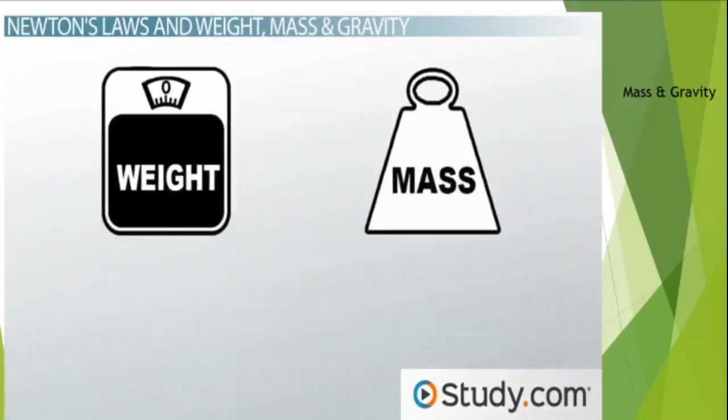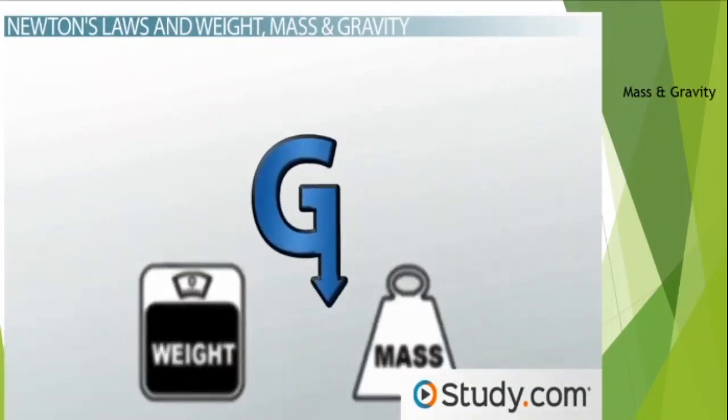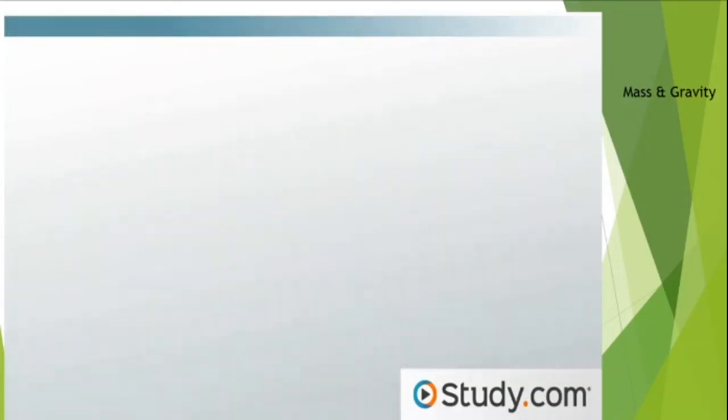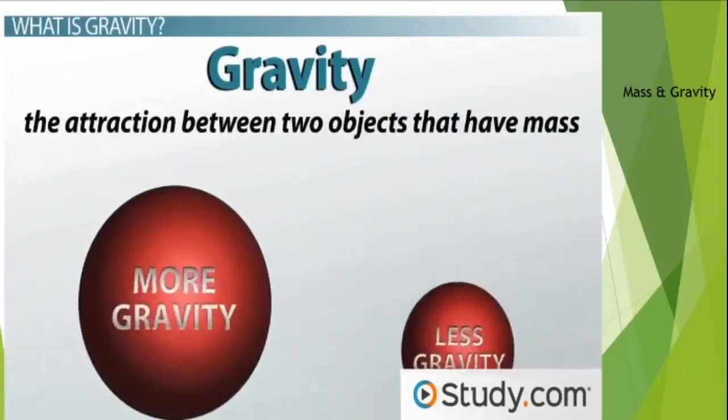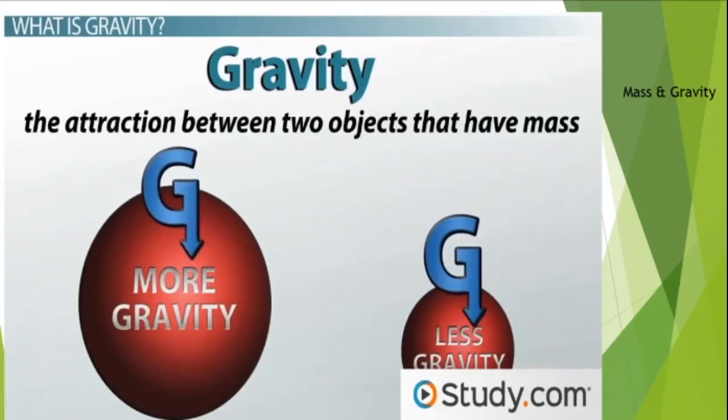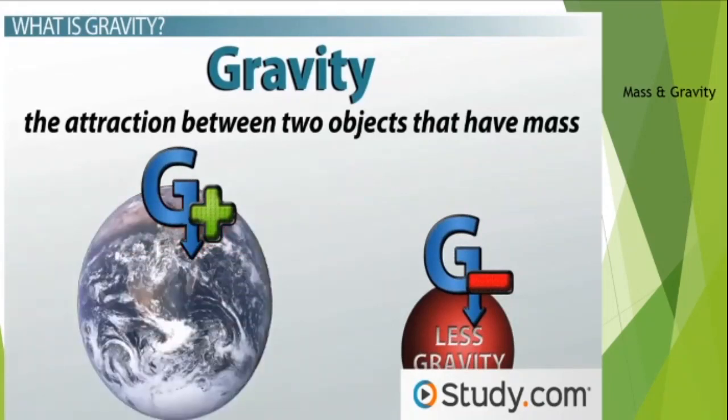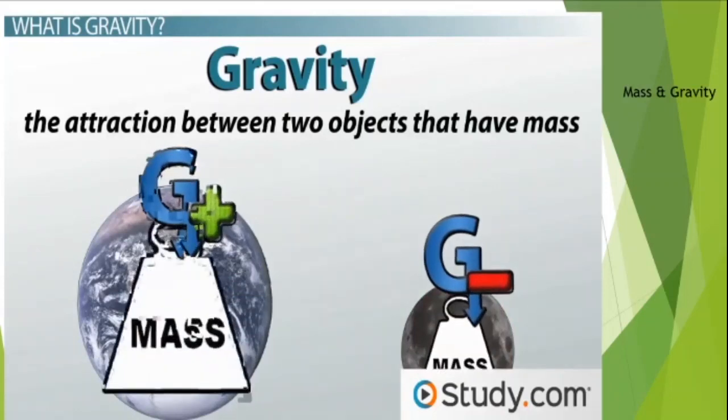To better understand the concepts of weight and mass, we must first consider gravity and its effect on objects. So what is gravity? Gravity is the attractive pull between two objects that have mass. The strength of gravity is directly proportional to the amount of mass of each object. In other words, the larger the objects, the greater the gravitational attraction between them. For example, the gravitational pull you experience on Earth is much greater than it would be on the moon, because the Earth's mass is greater.